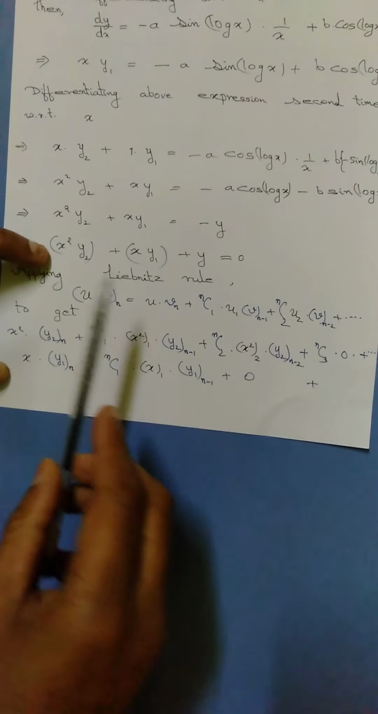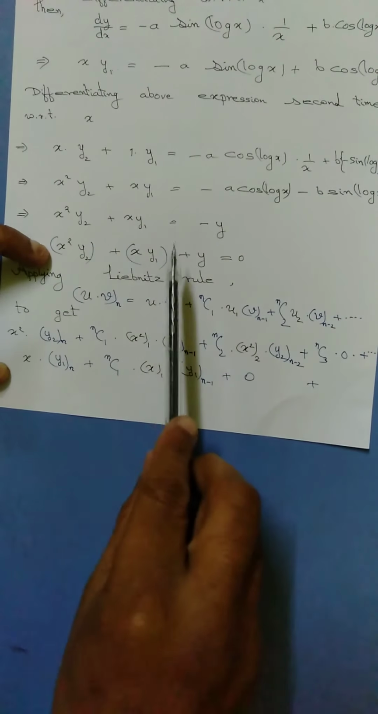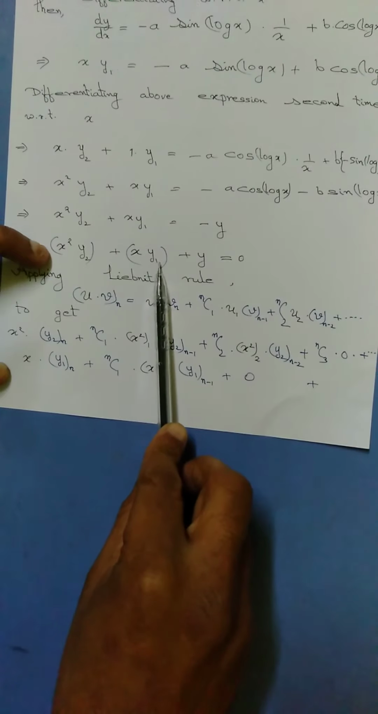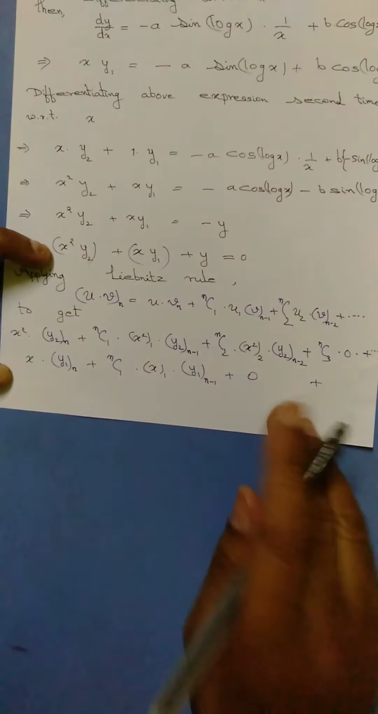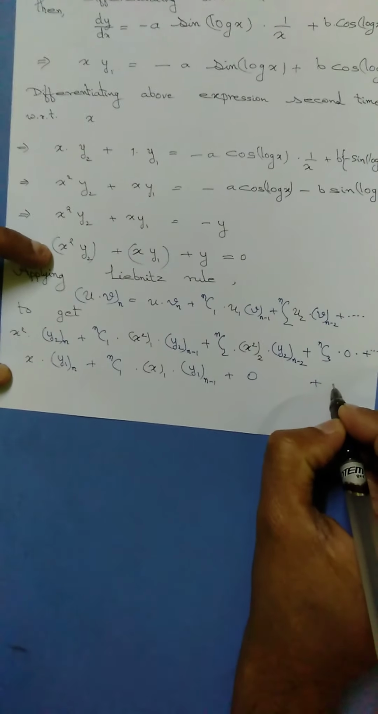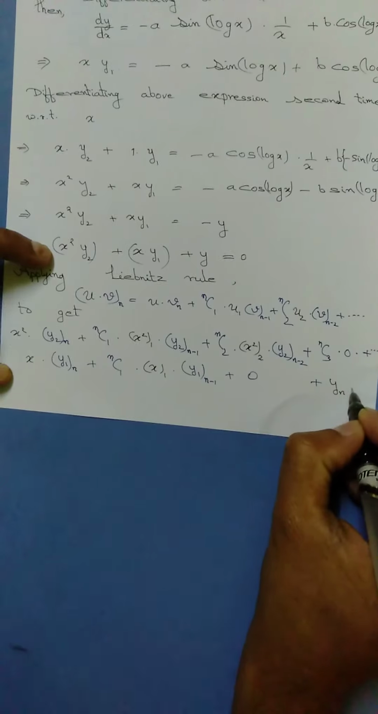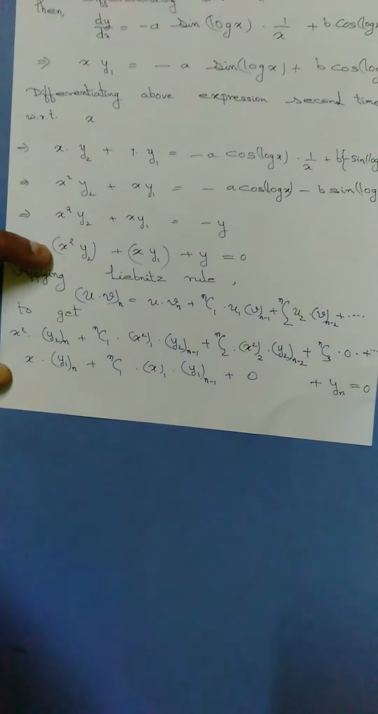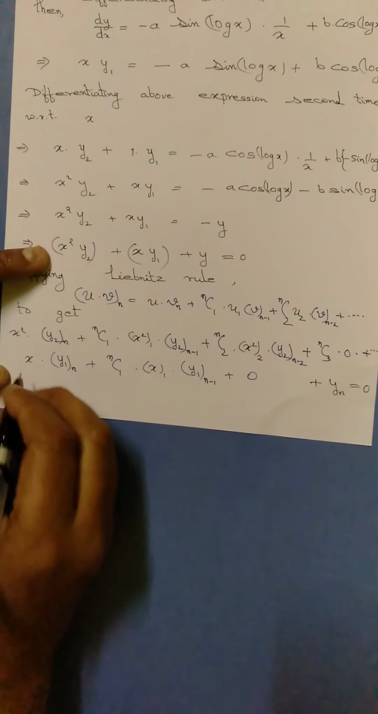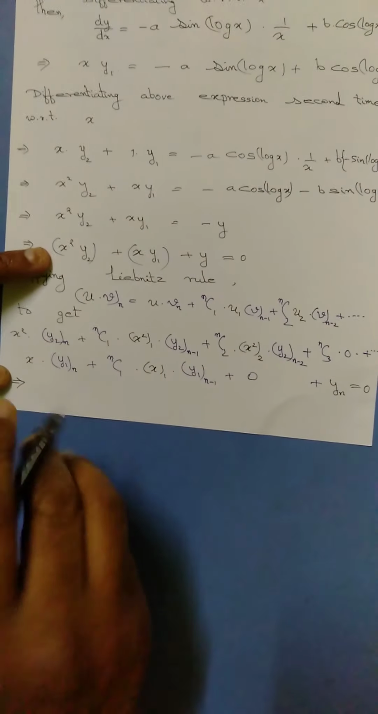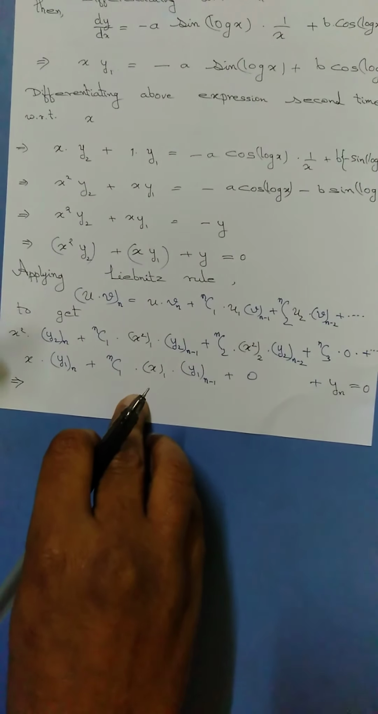So we have applied Leibniz rule to this product. Whatever y, only one, so if you are taking nth derivative, you have just y nth, and nth derivative of 0 is 0. Let's simplify this expression.